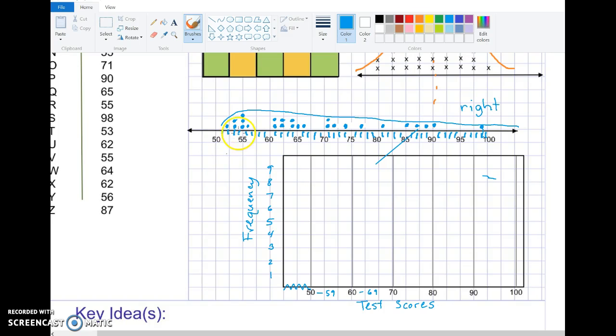So from 50 to 59, we have 1, 2, 3, 4, 5, 6, 7 occurrences of a score between 50 and 59. So that means I'm going to fill in my first bin up to 7. Now you go ahead and finish.